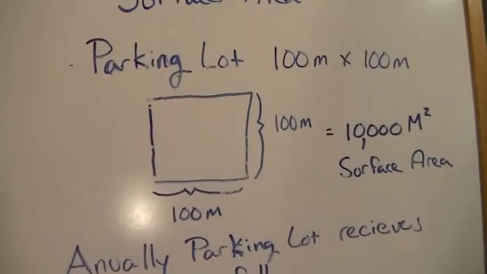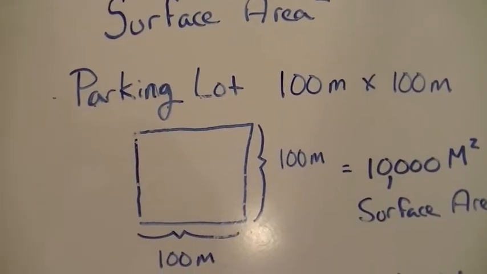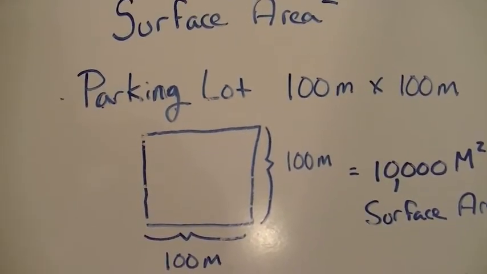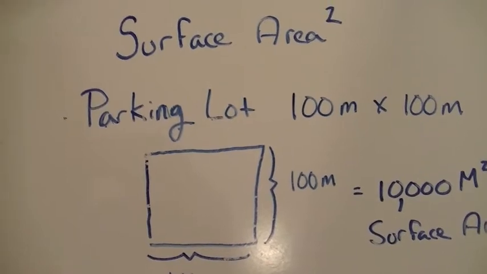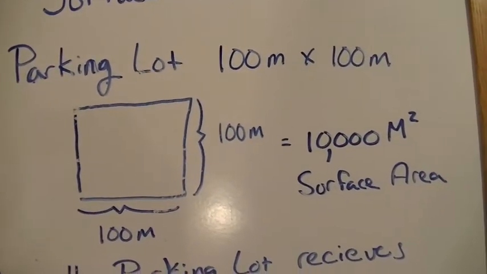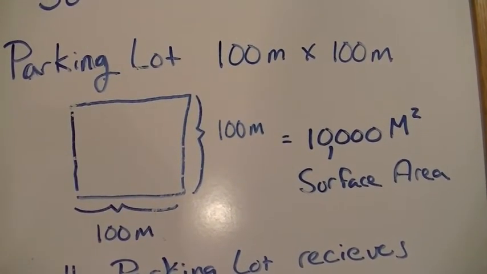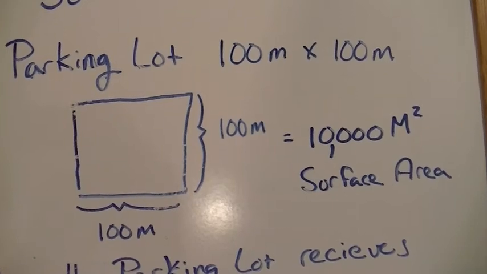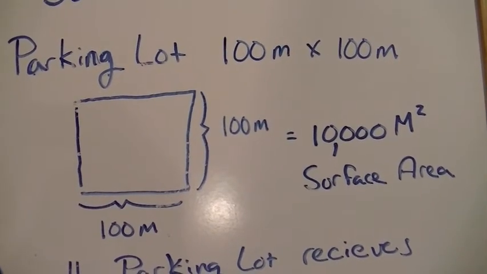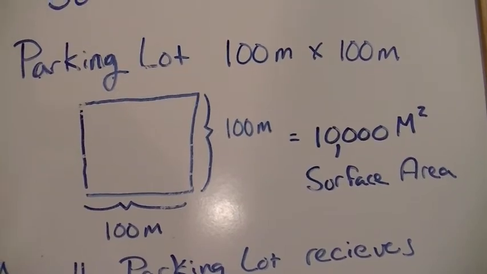Alright, so let's take a look over here and we'll see a more typical style AP problem. Let's take a look at a little surface area issue. We have a parking lot that is 100 meters by 100 meters. Remember, surface area is length times width. So the total surface area of the parking lot is 10,000 meters squared. 100 times 100 is 10,000. 1 add 4 zeros gives you 10,000 meters squared.